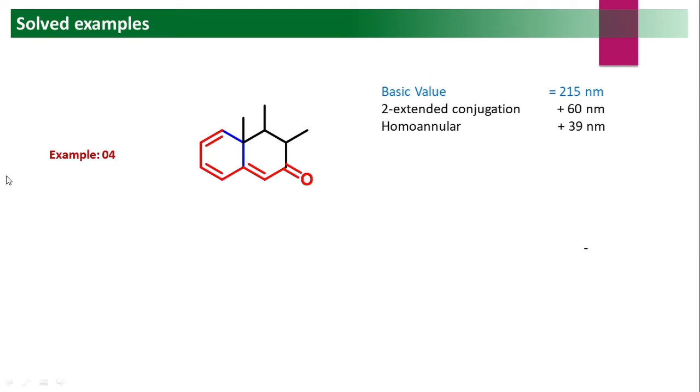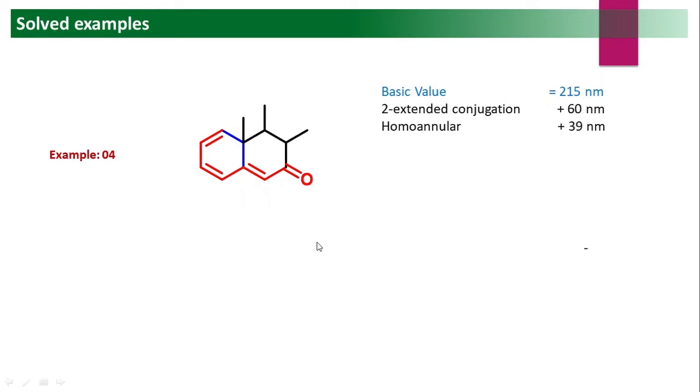Now, is there any exocyclic double bond? Yes, this is the exocyclic double bond, exocyclic to this ring, so we have to add 5 nanometer. And which are the substituents? This is the alpha position, this is the beta position. So at the beta position, one substituent. Gamma, delta, delta, delta. So this is one delta and one beta substituent.